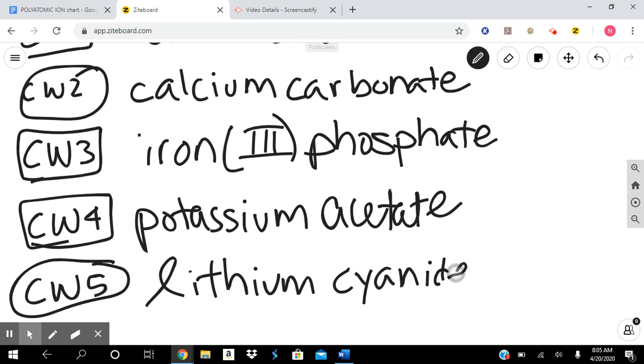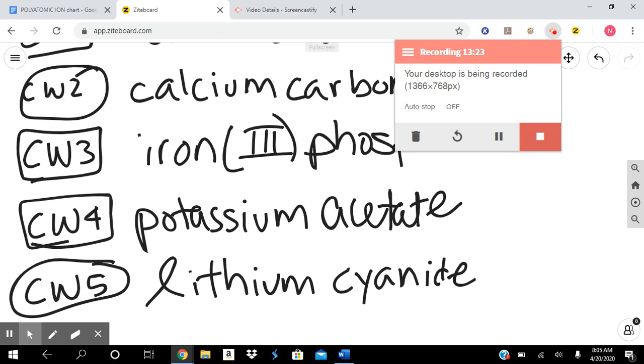That's definitely enough for you guys to do. There will be an answer key for these posted. If you don't know how to do them, at least just copy them down. Don't be lazy, copy them down, and try to find the ions. All right, thank you.